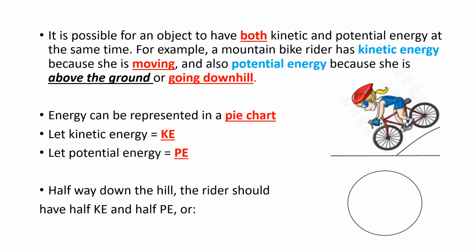If kinetic energy is Ke and potential energy is Pe, which is generally not the way we abbreviate it, but makes sense in context, then halfway down the hill a rider should be half kinetic energy and half potential energy. The total amount of energy is represented by the circle, and the proportion of it that is one or the other is where we draw our lines.